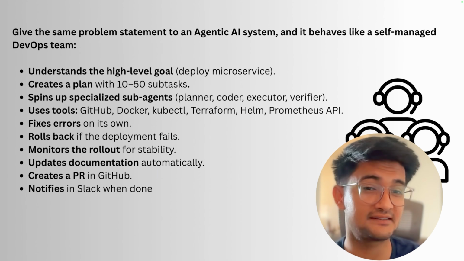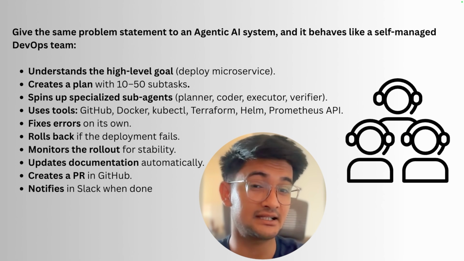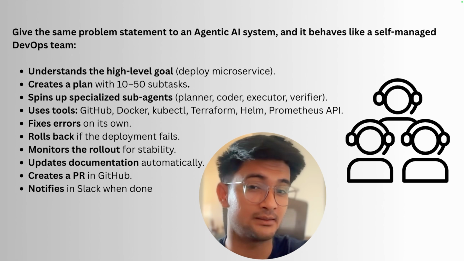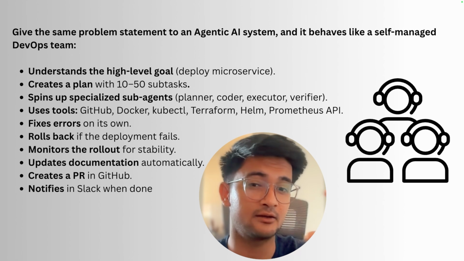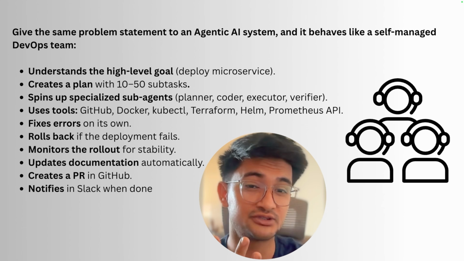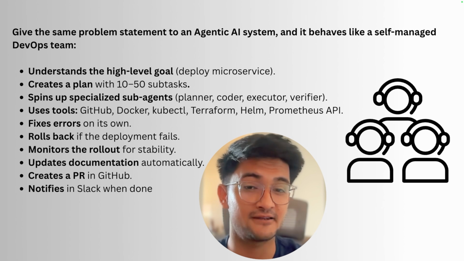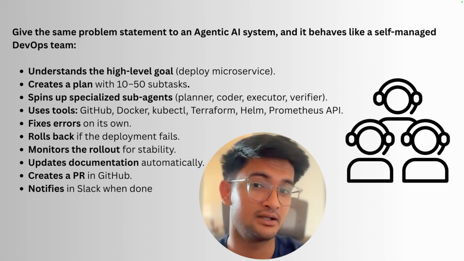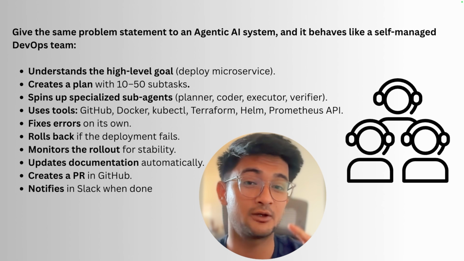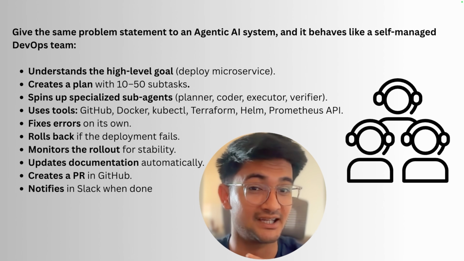For example, if I give the same migration task to an Agentic AI, this is how it will behave. It will first understand the high-level goal, which is to deploy a microservice from VM to Kubernetes. Then create a plan with 10 or 50 subtasks, spin up specialized agents for specific tasks, and then use different tools like GitHub, Docker, kubectl, Terraform, etc. If there are any issues, it will fix them on its own. Let's say if the deployment fails, it will roll back to the previous version. It will monitor the rollout for stability. It will also update the documentation to include all the operations that it has done, create a PR in GitHub, and also notify you on Slack when everything is done.